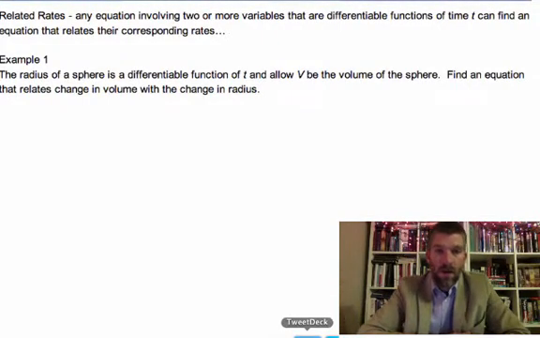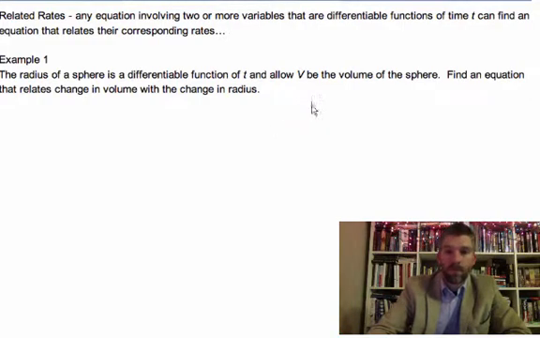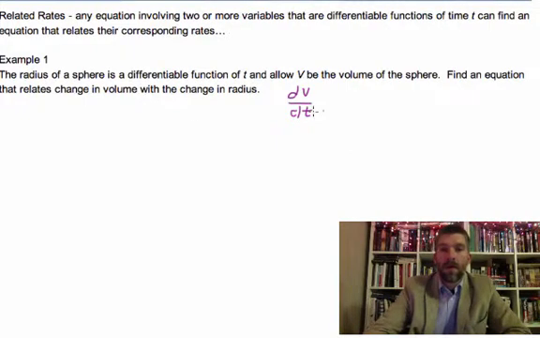The radius of a sphere is a differentiable function of t, and let V be the volume of the sphere. Find an equation that relates change in volume with change in radius. What does that mean? Change in volume would be something like the change in volume over time, dV/dt. And the change in radius would be something like dr/dt, the change in radius over the change in time. These are the things we're going to be interested in.